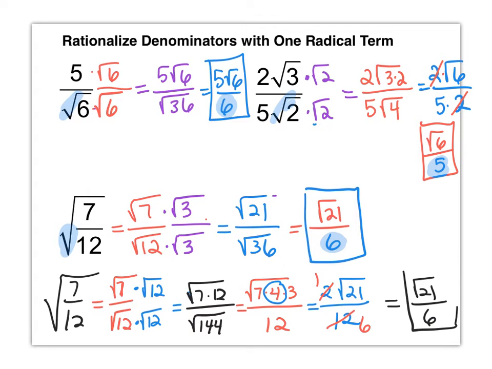Now we got the same result as in this example here, where we multiplied the numerator and the denominator by the square root of 3. And what that did is gave us the smallest perfect square in the denominator. And then we didn't have to do that extra simplifying step.